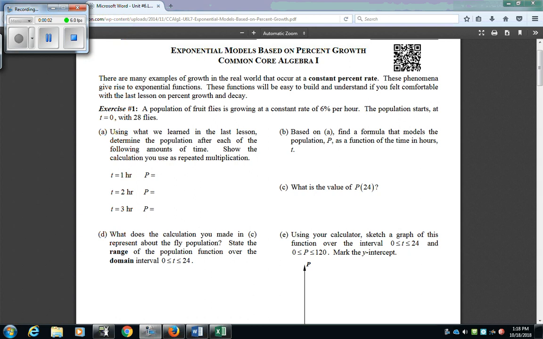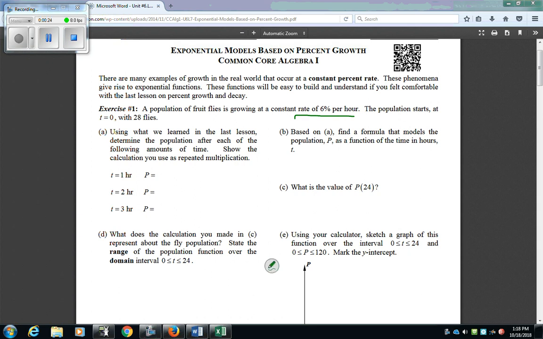We're going to look at how to use exponential models dealing with questions that have percentage growth. We'll also do some with decay as well. But the big idea is being able to write the equations and then use the equations to find missing values that they give you. So for the first exercise, they're talking about a population of fruit flies.